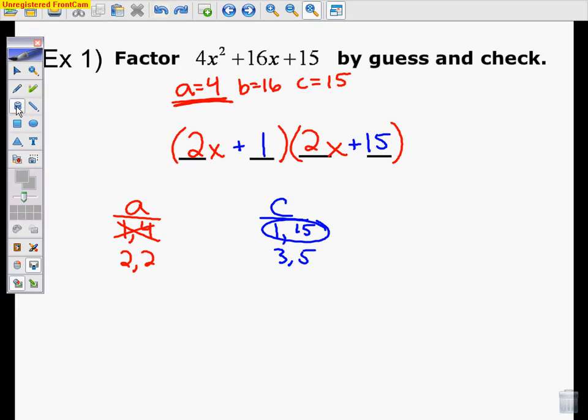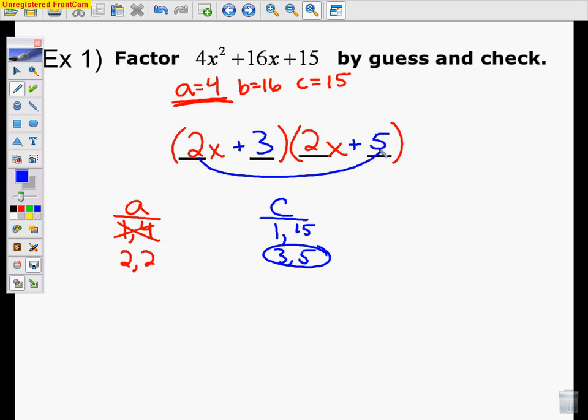So from there, let's just go down to the 3 and the 5. Okay? So we'll put the 3 here and the 5 there. 2x times 5 is 10x. 3 times 2x is 6x. 10x plus 6x equals 16x. So that's what we wanted. So this is the correct answer.